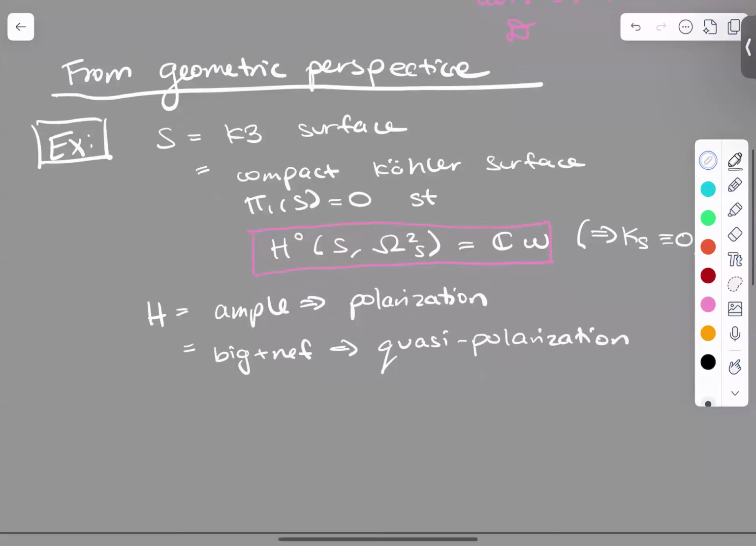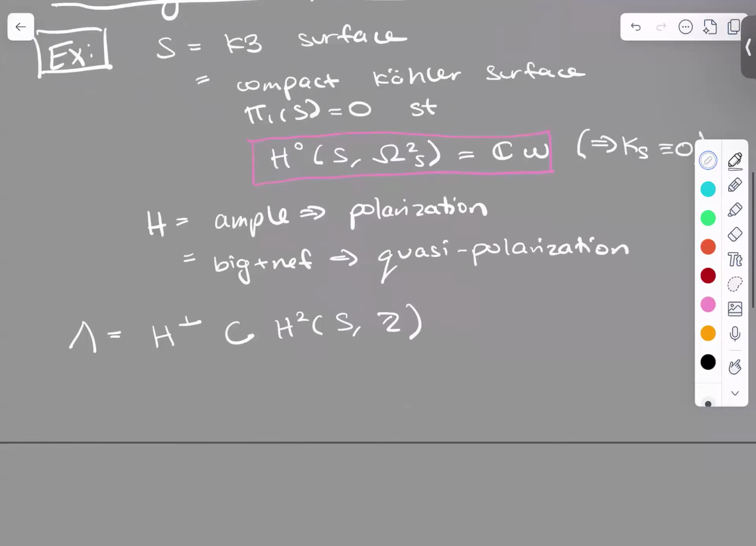Well, if I let the lattice lambda be the perpendicular of this chosen divisor class inside of the integral cohomology of my K3 surface, this gives me a lattice equipped with a quadratic form given by what we call the intersection form on the K3 surface. So that is equivalent to intersecting curves on the K3 surface. And so what does this lattice look like?